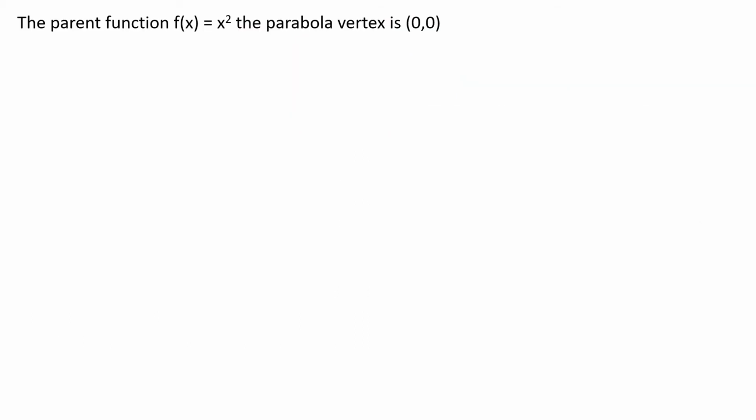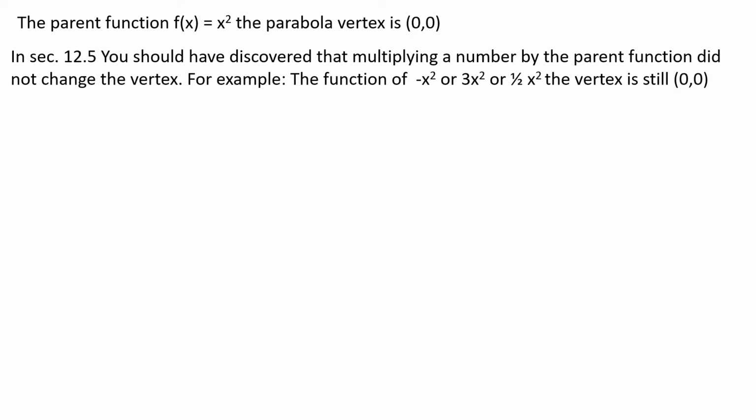Now the parent function f of x equals x squared, you know the parabola, vertex is 0, 0. We've been graphing the parent function several times, right? And then in section 12.5, hopefully you discovered that multiplying a number by the parent function did not change the vertex. So for example, if you multiplied it by -1, or you multiply the parent function by 3 or 1/2, it didn't change the vertex. The vertex was still 0, 0. So that didn't affect the vertex any. All that did was either stretch it or compress it, right?